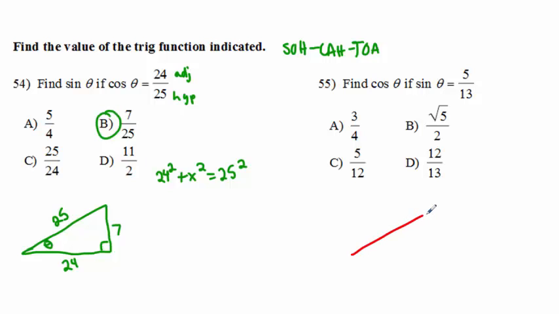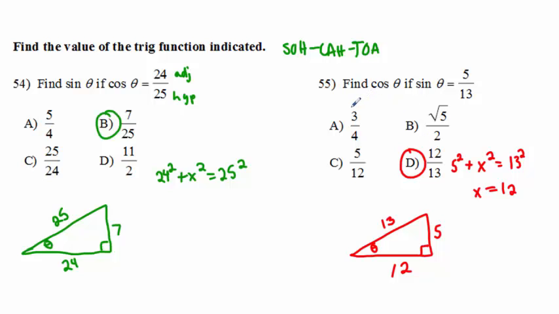And then 55 is going to work out very similarly. So sine is opposite over hypotenuse, so that's 5 and that's 13. Using the Pythagorean Theorem to figure out the third side, we have to do 13 squared minus 5 squared and then square root, which gives us 12. So cosine is adjacent over hypotenuse, which is 12 over 13, which is D.